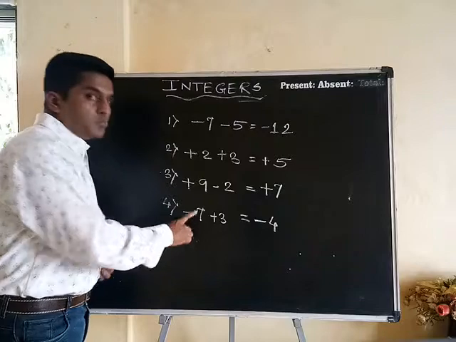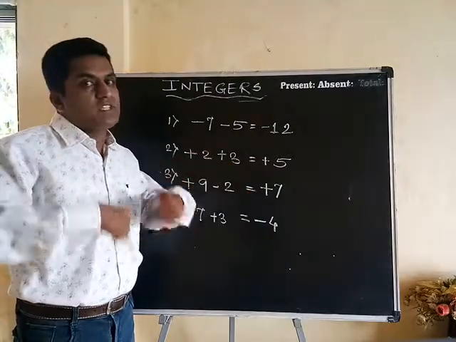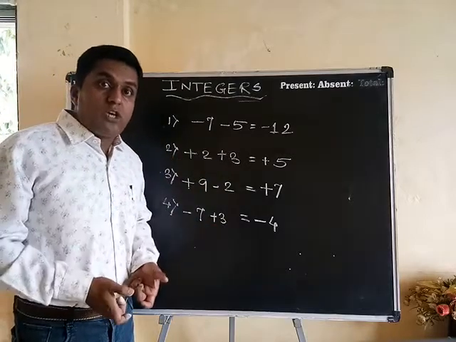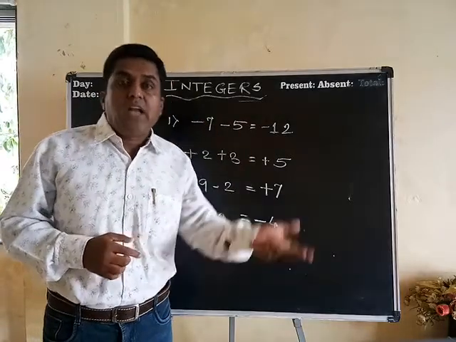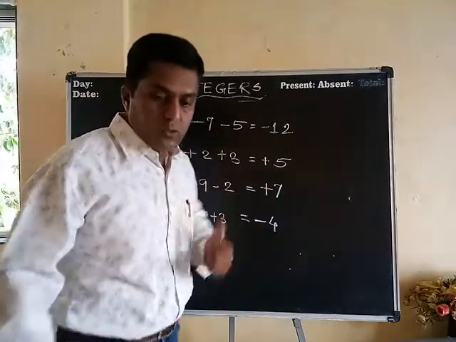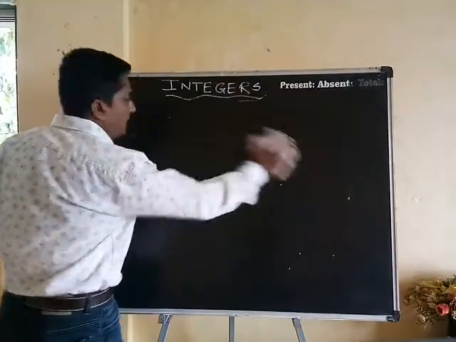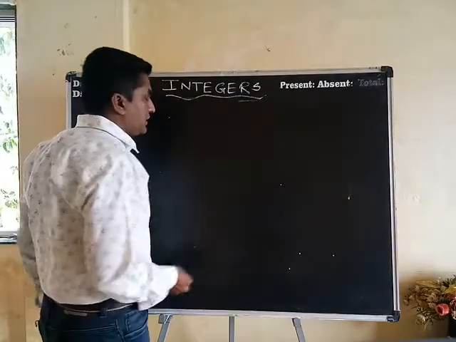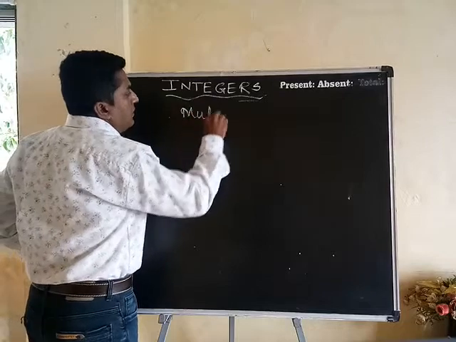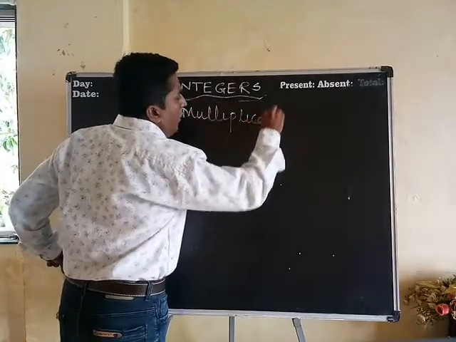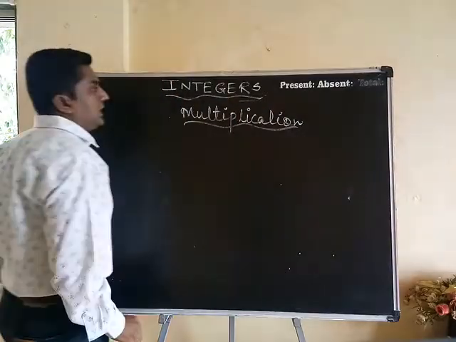So these are the rules for addition and subtraction of integers which you saw last year. Now this year, we are going to learn how to multiply and how to divide integers. So let us start with that. Children, see what the rules for multiplication and division of integers are. First we'll start with multiplication of integers. So let us see what the rules for multiplication of integers are.